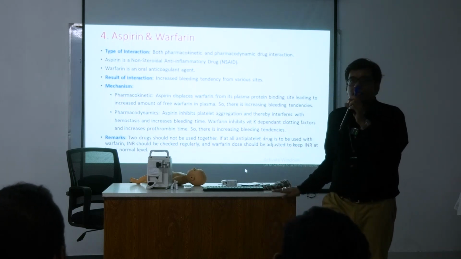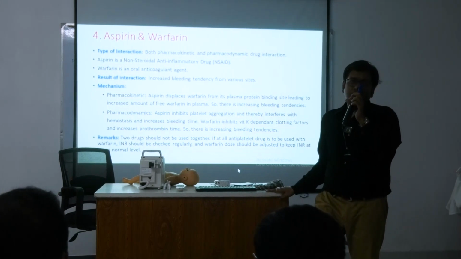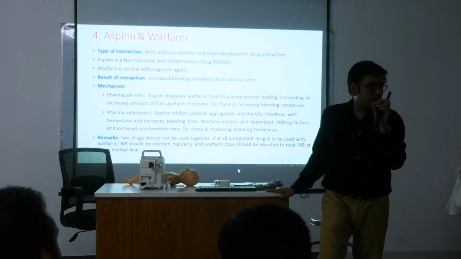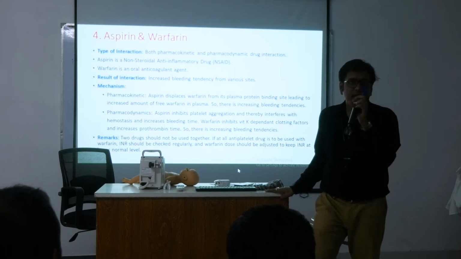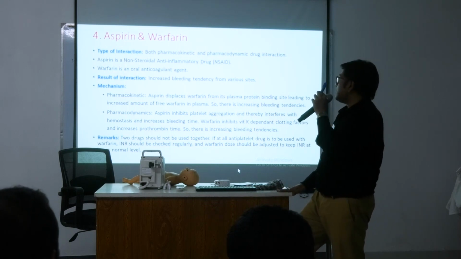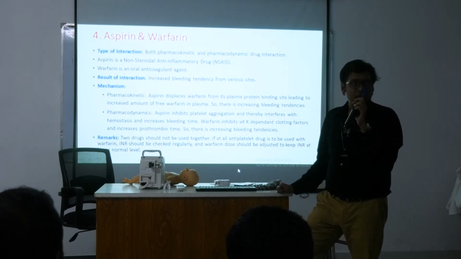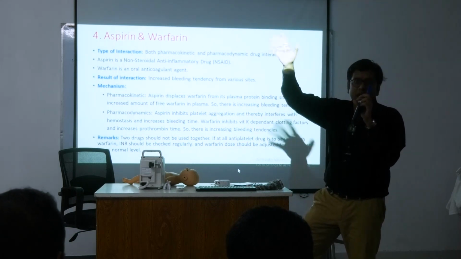অ্যাসপিরিন অ্যান্ড ওয়ারফেরিন. অ্যাসপিরিন অ্যান্টিপ্লেটলেট এজেন্ট, ব্লিডিং এর টেন্ডেন্সি করে. ওয়ারফেরিন অ্যান্টিকোয়াগুলেন্ট এজেন্ট, ব্লিডিং এর টেন্ডেন্সি করে by their respective mechanisms. So given together they can cause severe bleeding. This is again important. এটাই দু ধরনের ইন্টারঅ্যাকশন হয়. একটা তো বললাম অ্যাকশন রিলেটেড, দুজনেই ব্লিডিং এর টেন্ডেন্সি বাড়ায়, ফার্মাকোডাইনামিক.